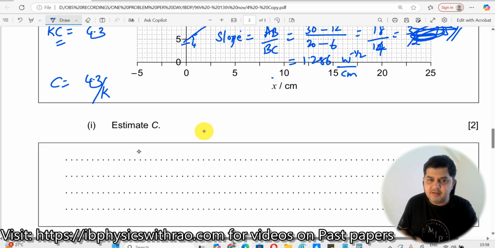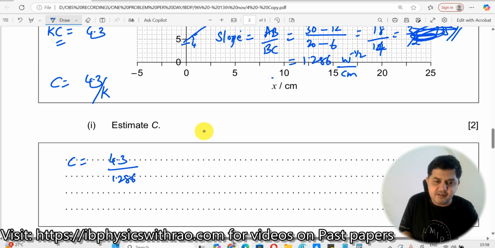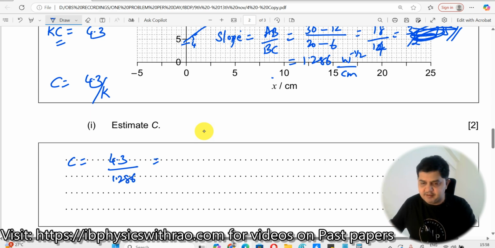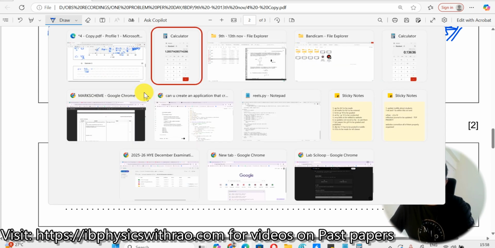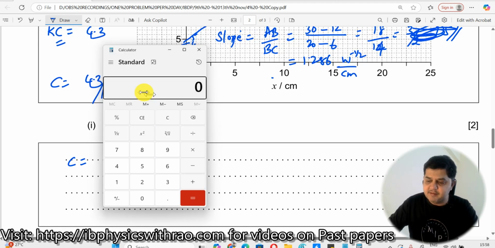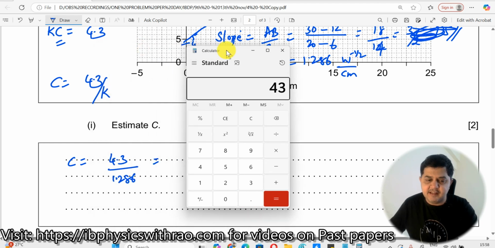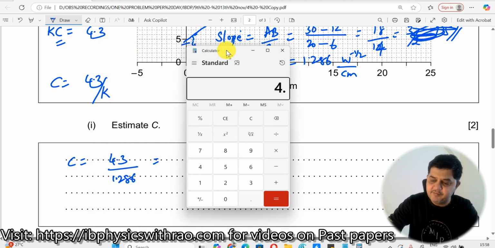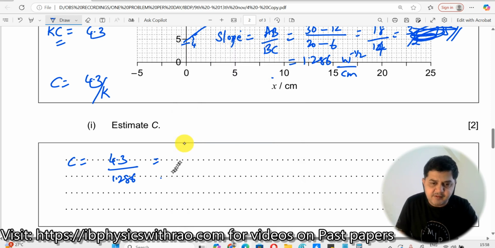So therefore your value of C is equal to 4.3 divided by 1.286. Okay, so what is this value? Let us calculate this value also. 4.3 divided by 1.286. When I do this, I get 3.34. 3.34.